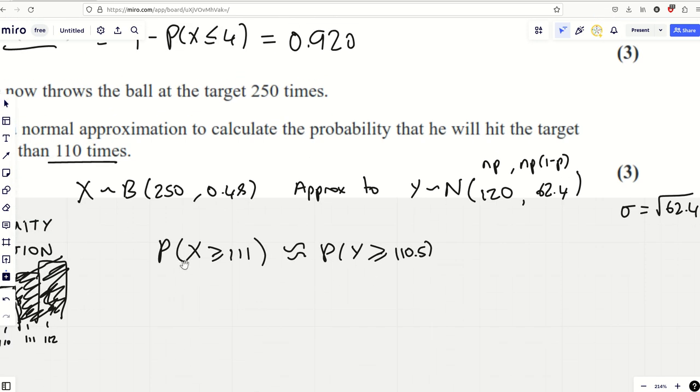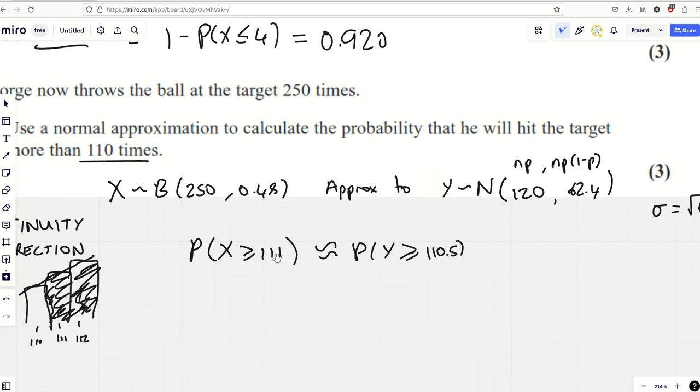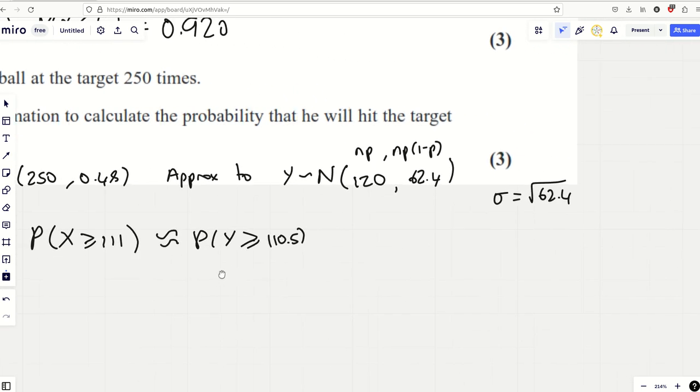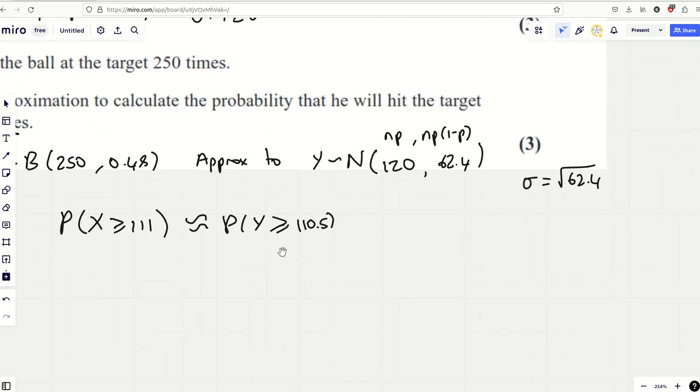Now, we want the probability that x is greater than or equal to 111. But that roughly equals the probability that y is greater than or equal to 110.5. And now we're just going to run through it. Often in the mark schemes they'll show you z distributions, but you don't need that here because your calculator works this out automatically for you. And if you go straight to the answer now by using your normal distribution on your calculator, you're going to be using normal CD. Let me just write that down, normal CD.